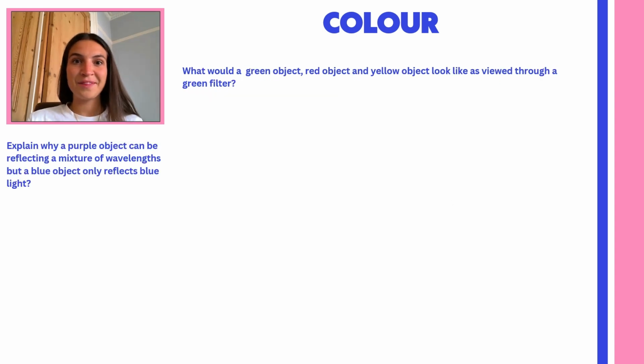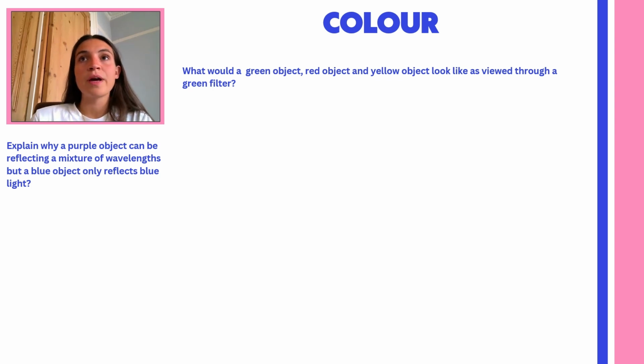Okay, let's start with the question on the left. So we have explain why a purple object can be reflecting a mixture of wavelengths of light, but a blue object only reflects blue light. Okay, so the key difference between purple and blue here is that blue is a primary colour of light and purple is not. So our three primary colours are blue, red and green, and to be a primary colour means that you can't make that colour mixing together other wavelengths of light.